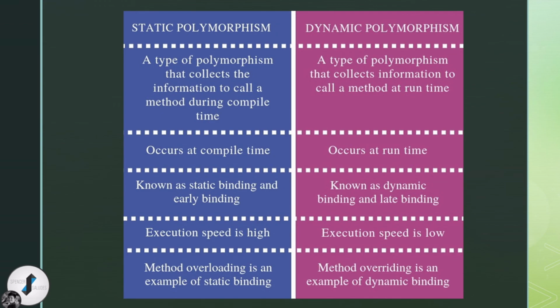Static polymorphism is known as static binding or early binding, while dynamic is late binding or dynamic binding. And static, the execution speed is high, while dynamic, the execution speed is low. The static polymorphism, ang example niya is method overloading, and si dynamic naman is method overriding.